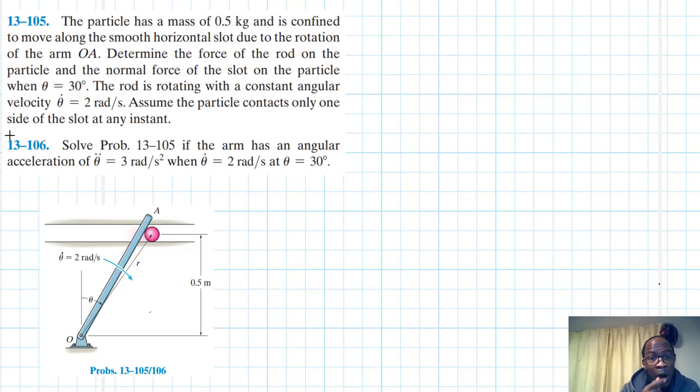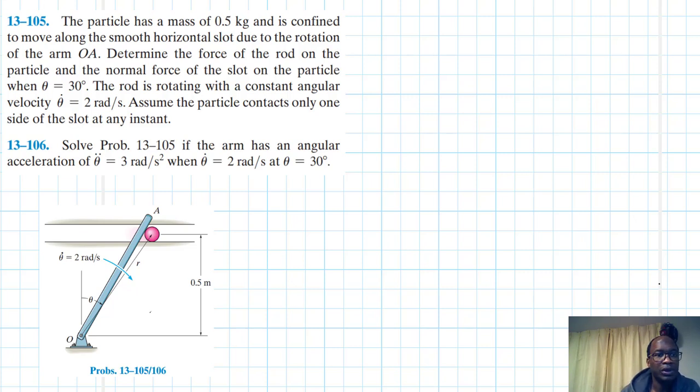And due to the rotation of the arm, we have been asked to determine the force of the rod on the particle and the normal force. The rod has a constant angular velocity of 2 rad/s, and we are assuming that the particle contacts only one side of the slot at any instant.